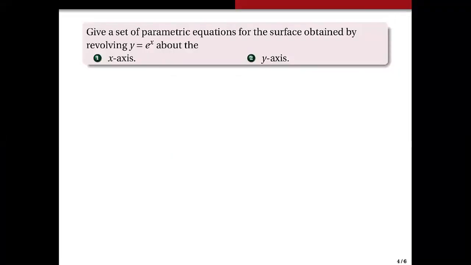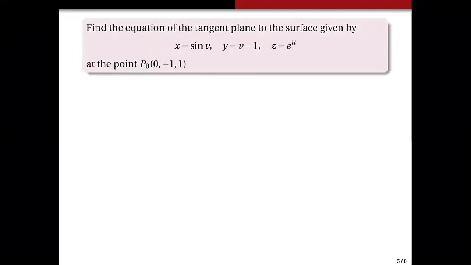So for our last problem here, we'll consider working on tangent planes. So in this problem, we want to find the equation of the tangent plane to the surface given by x equals sine v, y equals v minus 1, and z equals e to the u at the point P naught with coordinates (0, -1, 1).